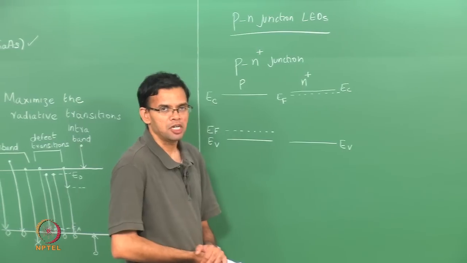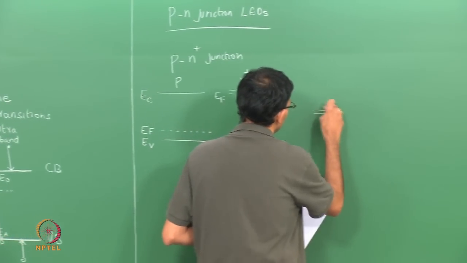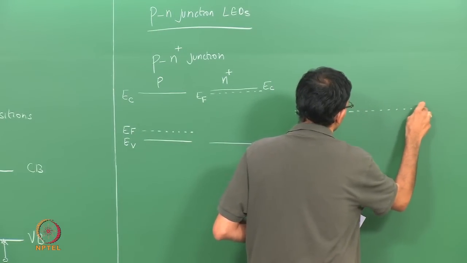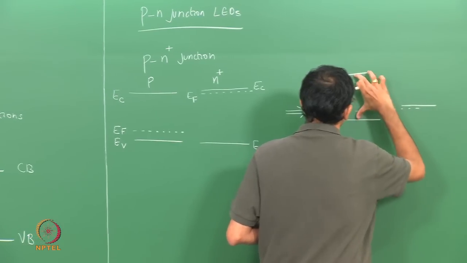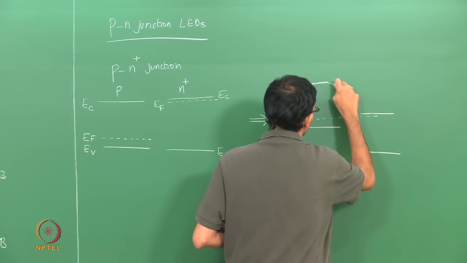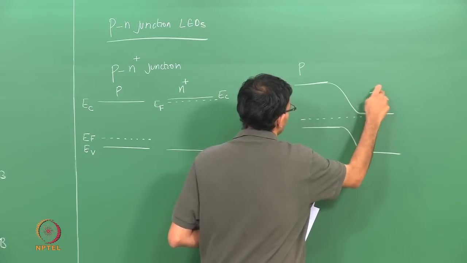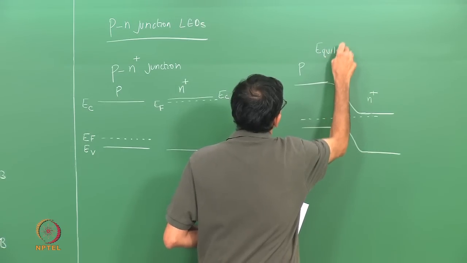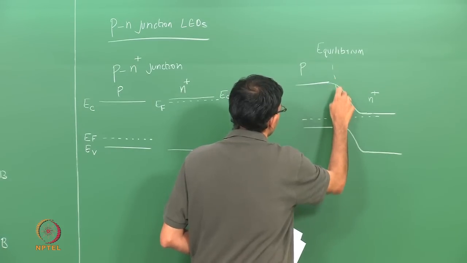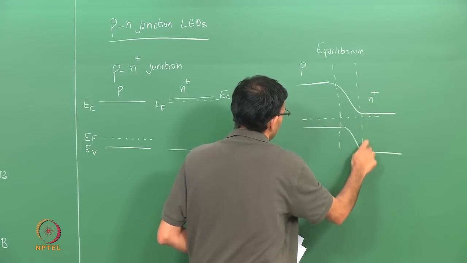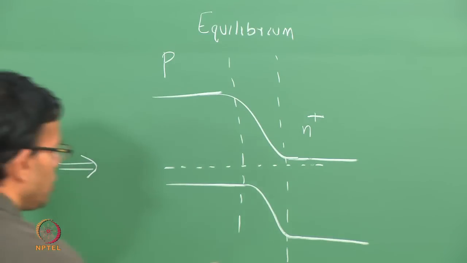So now I form a PN junction. When this is at equilibrium, we know that the Fermi levels line up. So this is the P, that is the N plus. So, this is the p-n junction in equilibrium. We have a depletion region that mostly lies in the p-side, and we also have a built-in or contact potential.